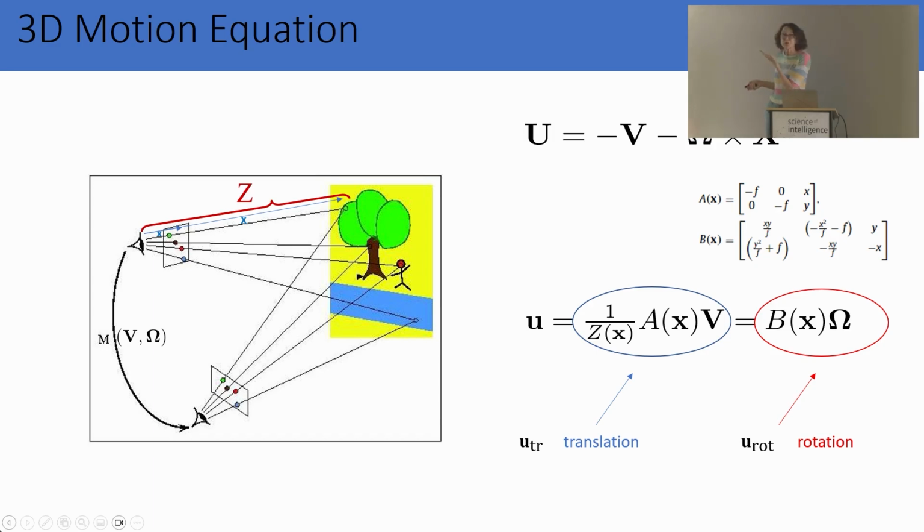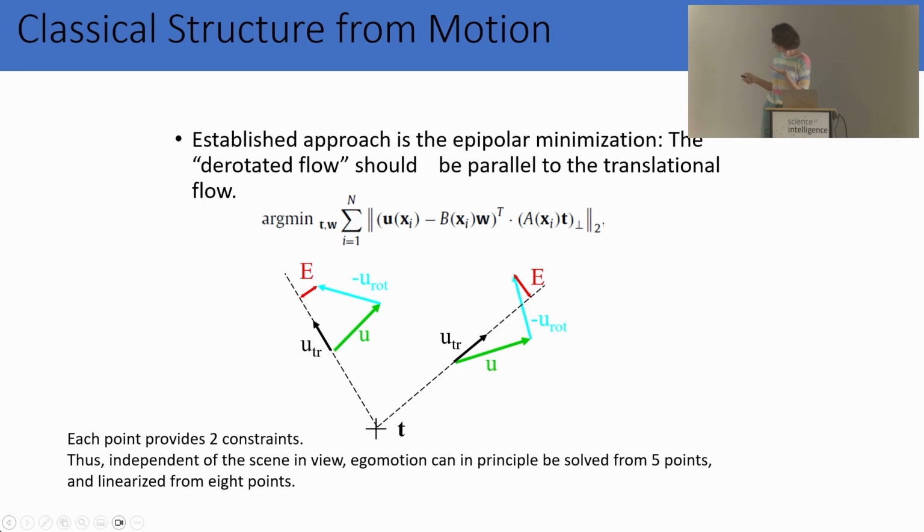So when we have the flow, the way the literature has worked, they can solve it. It's called the epipolar constraint. The idea is you take the flow, you subtract that rotational component because that doesn't depend on depths, and then you're left with something. And that something should be parallel to the translation. So you minimize the error to the rotation.